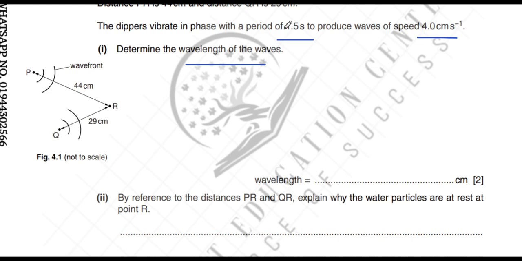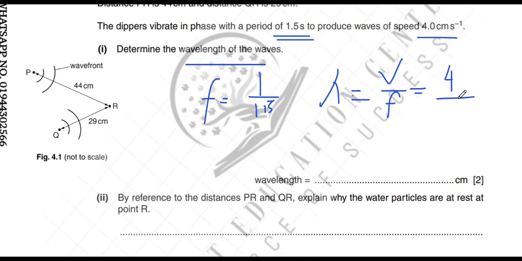According to this, we can first find the frequency, because the time period is given, and frequency is equal to 1 by T, 1 by 1.5. If we know the frequency, we can find lambda. Lambda equals speed divided by frequency, and our speed is 4, and the frequency is 1 by 1.5. If we do this calculation, you will get 6 centimeters.